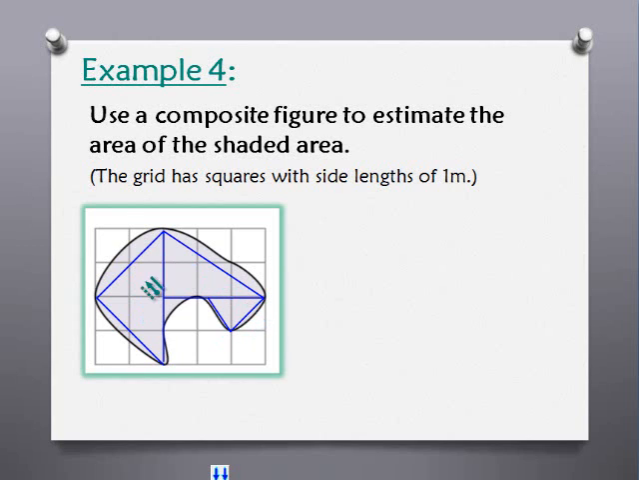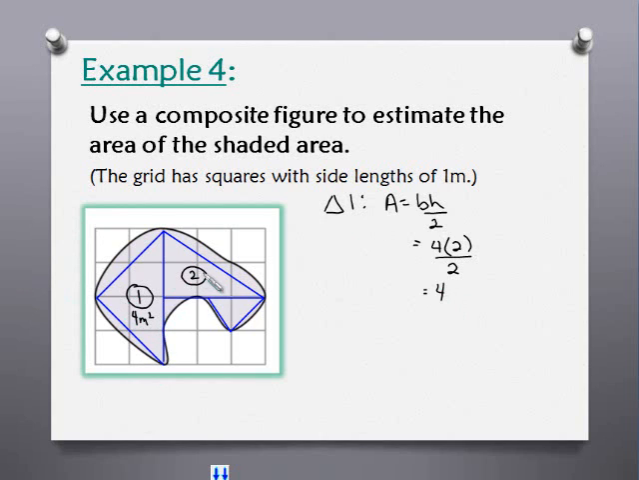I have 3 triangles here where I tried to get as much of the area covered, and that can help me estimate what the area of this shaded figure is. So right here on this triangle, let's call this triangle 1. We have base times height divided by 2. The base of this triangle, if I use this side right here as the base, this is 4. And I'm going to make this the height, which is 2. 4 times 2 is 8, divided by 2 is 4. So we'll put 4 meters squared there.